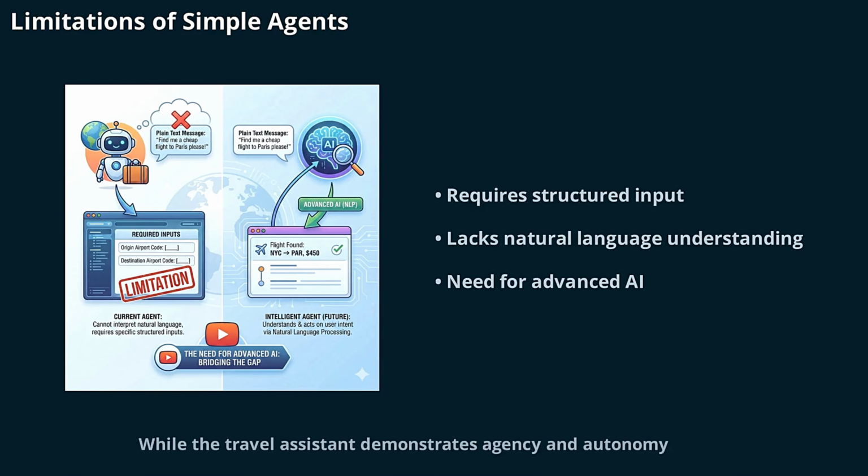While the travel assistant demonstrates agency and autonomy, it has limitations. It cannot interpret plain text user messages or infer intentions from natural language. Instead, it requires specific inputs like airport codes. This highlights the need for more advanced AI techniques such as natural language processing to create truly intelligent agents capable of understanding and acting on user intent.